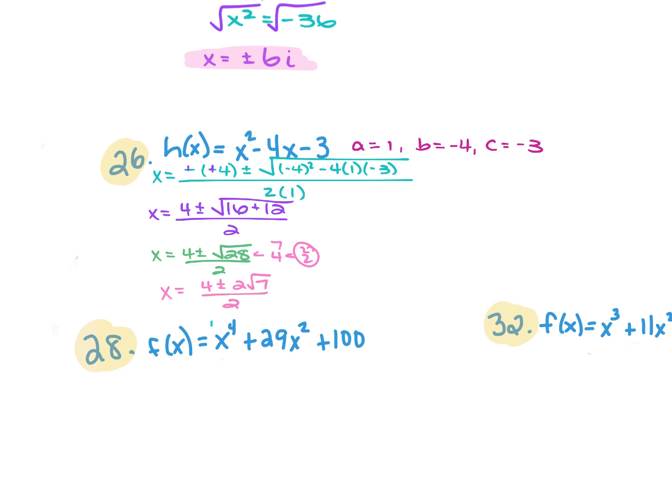Again, your 4, your 2, and that denominator of 2 can all simplify by dividing each of those by 2. So 2 becomes 1, 2 up top becomes 1, 4 becomes 2. So we have that x is equal to 2 plus or minus the square root of 7.